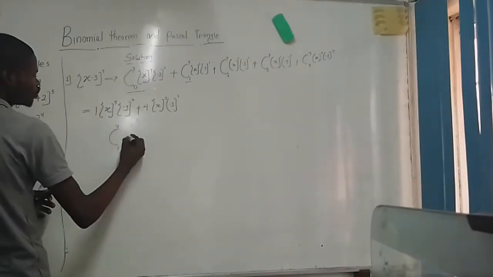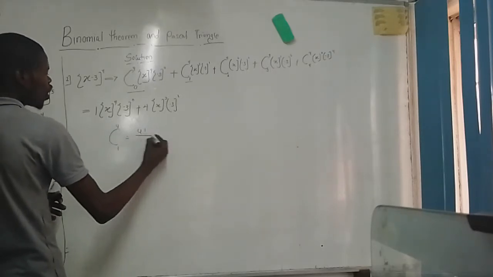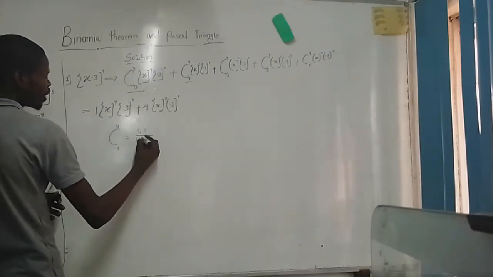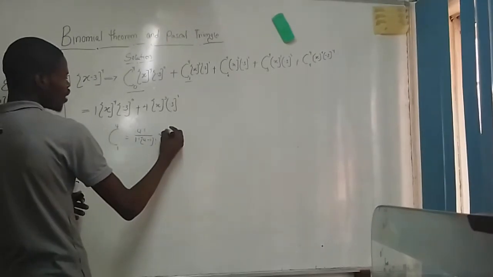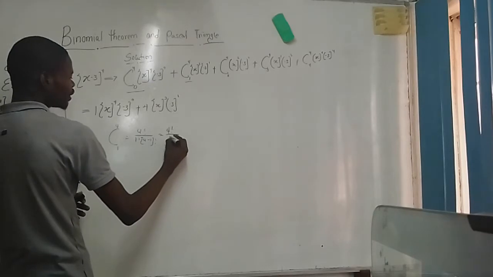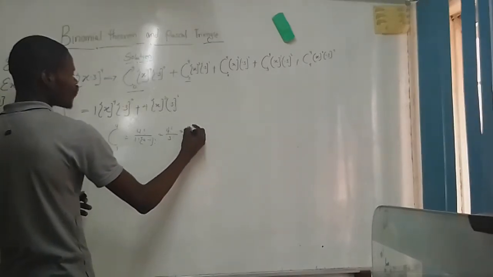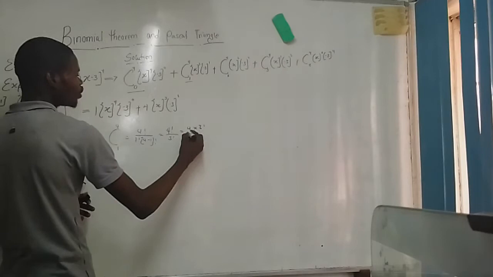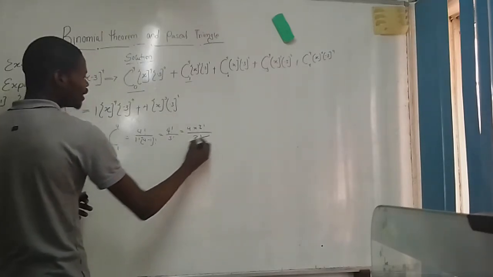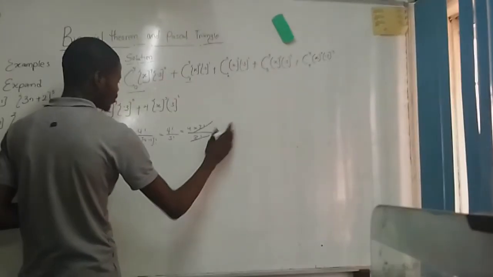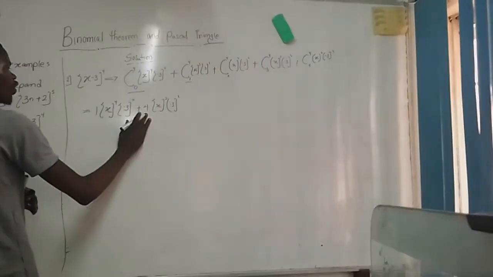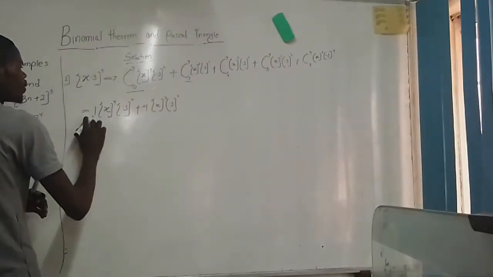So when you have 4 combination 1, you are going to have 4 factorial over 1 factorial, open bracket 4 minus 1 close bracket factorial. You are going to have 4 over 3 factorial, equals 4 times 3 factorial over 3 factorial. 3 factorial will cancel 3 factorial, so you are going to have 4 left. Do you understand now? So that's how we come about this. When you solve this one too, you come about this too.